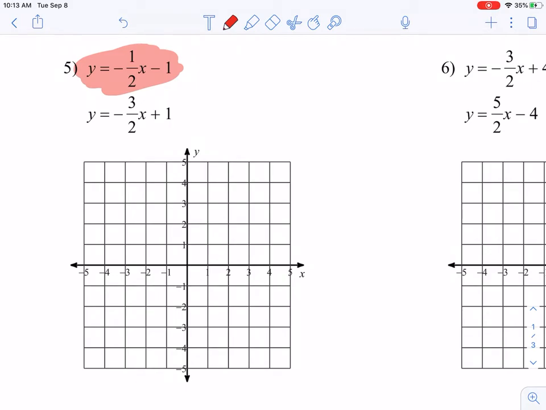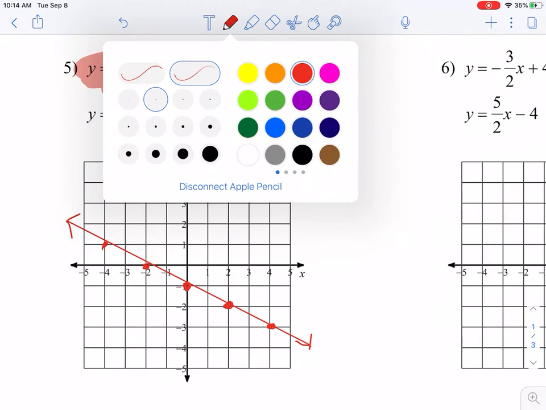But these, we can. Look for my red equation. My b is negative 1, and I'm moving down 1, right 2. That's my slope. Down 1, right 2. Can also count up 1, left 2. If you don't remember this, you may want to go back and watch through Unit 1. This was all Unit 1 stuff.